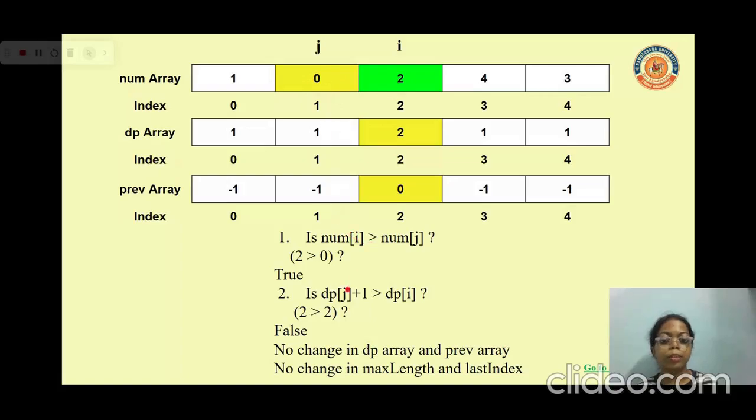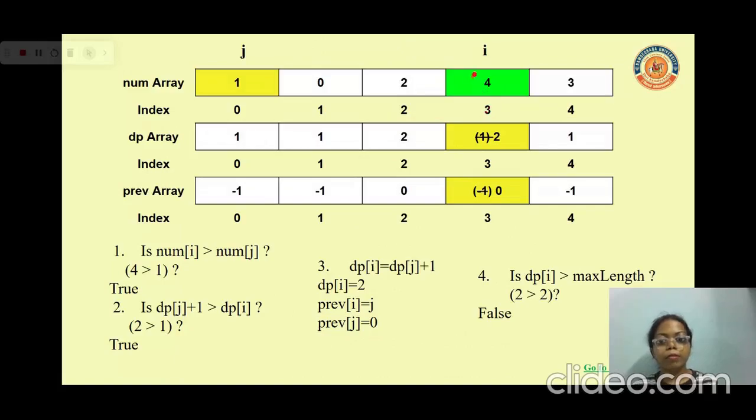Again I will check for this element, 2 greater than 0. Yes, this condition passed, and I will check this 1 plus this position's 1, plus 1 will be 2, and is 2 greater than 2? No, I have already got the subsequence 1 comma 2 of length 2. Why will I consider 0 comma 2 with the same length? There is actually no point in this. So we will do nothing and move ahead.